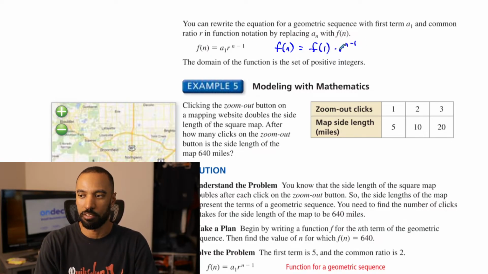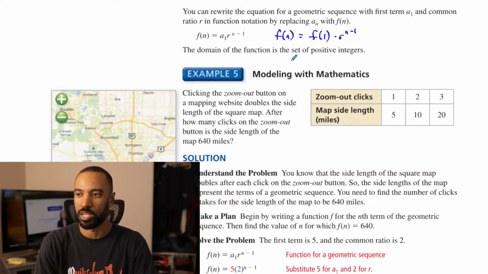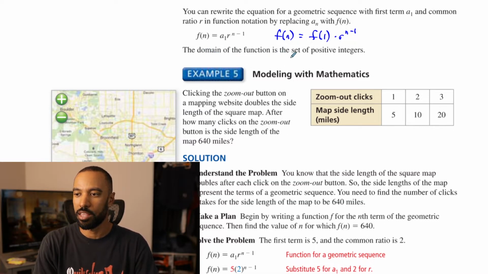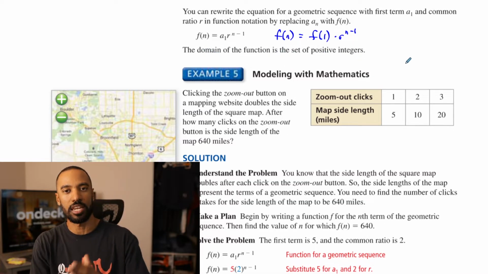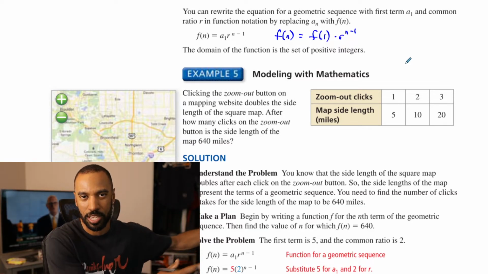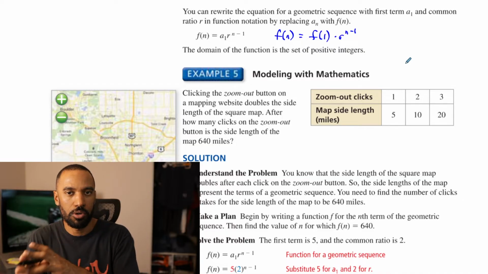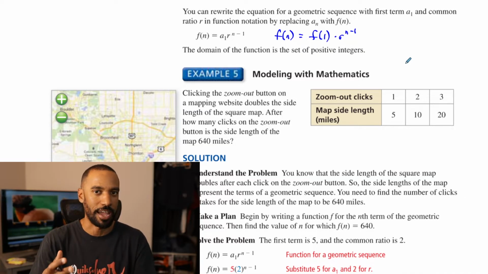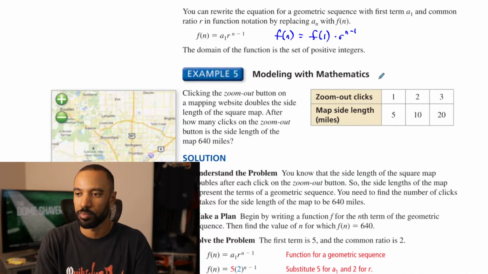The value of the nth term is the first term times the common ratio, n minus 1 times. They do state that the domain of the function is the set of positive integers. Once again, you are only using terms 1, 2, 3, 4, etc. You're not using term 0, negative terms, or decimal or fractional term positions.